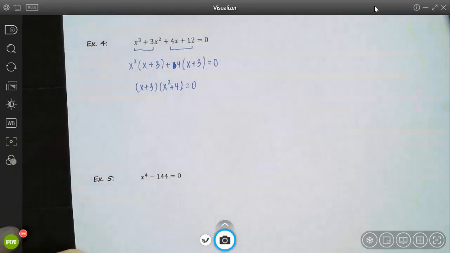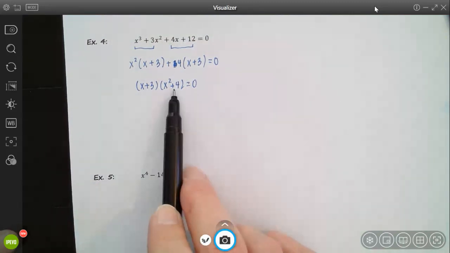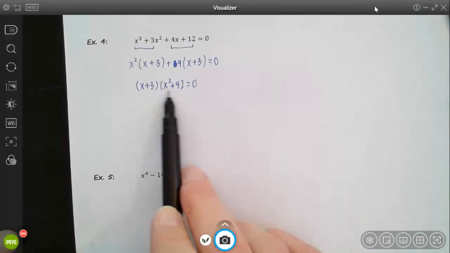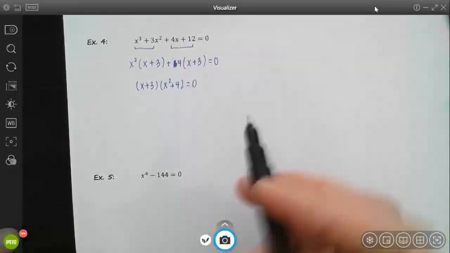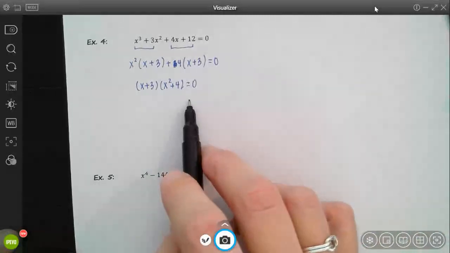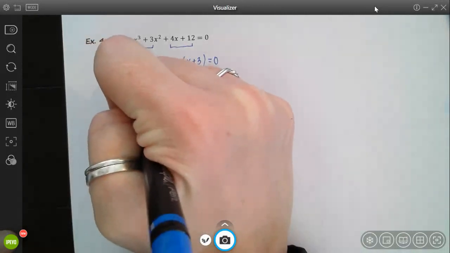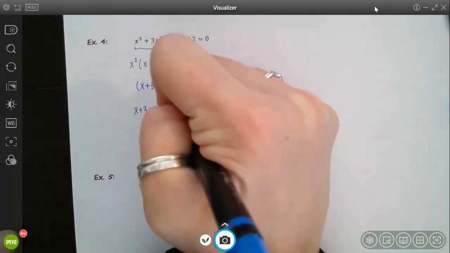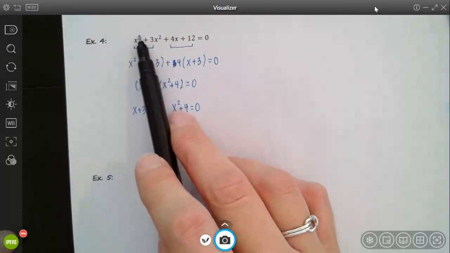This is not a difference of two squares. It is a sum of two squares, and we do not have a factoring pattern for that. So at this point, I'm going to go ahead and separate these out to use my zero product property. And if I'm looking at the highest degree of my polynomial, I know that I should be looking for three solutions here. So this x plus 3 is equal to 0 is going to give me one solution, x is equal to -3.